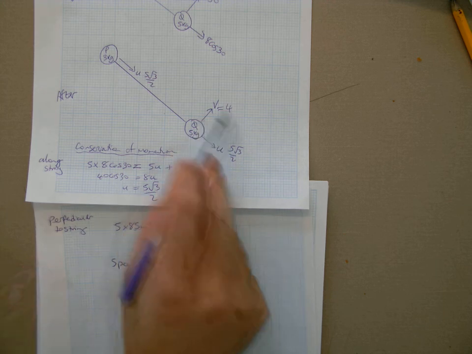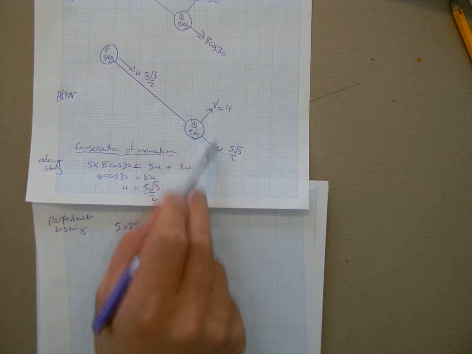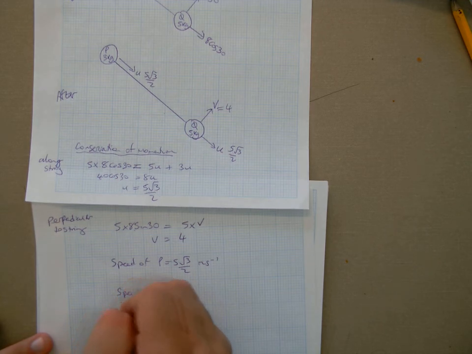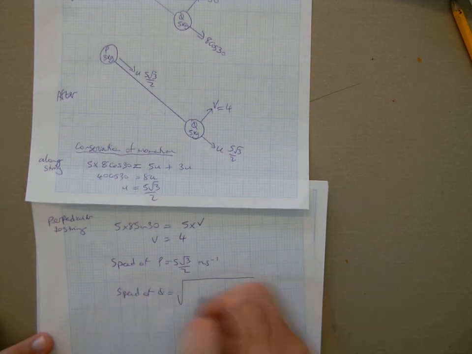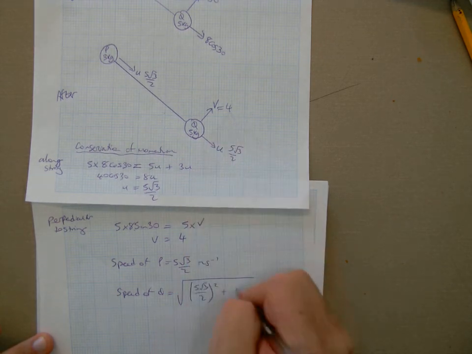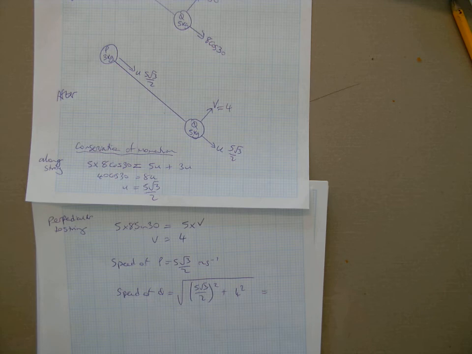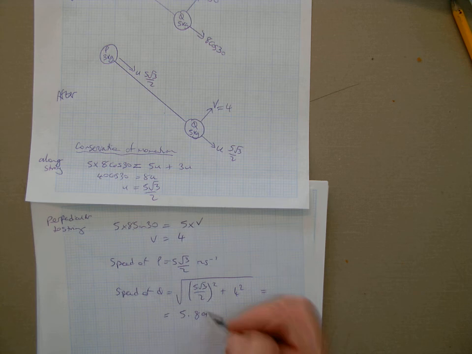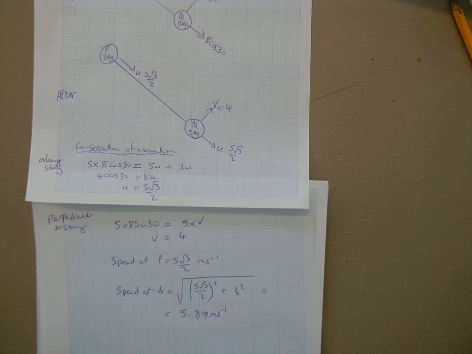The speed of Q will be the combination of this, so we just use Pythagoras. The speed of Q will be this squared plus 4 squared, and then square rooted. If I do that on my calculator, I get 5.89 meters per second. All right, and there's the speed there.